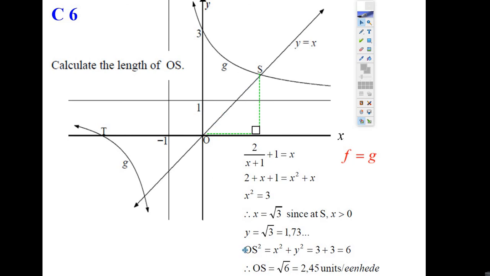Oh, rather, OS squared is 6. So the answer to what is OS, you have to square root it. So you go a squared plus b squared equals c squared, but then you have to square root it, and that's 2.45 units on your calculator. Just put it in there, and there you go. That's the distance OS. That was a little bit tricky.